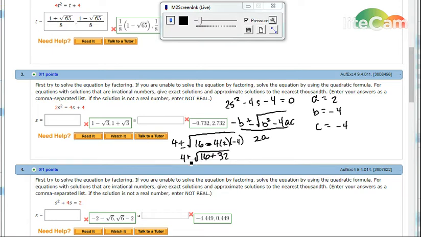Okay, and 16 plus 32 is 48. And on the bottom we're going to have 2 times 2, which is 4. So rewriting this, we get 4 plus or minus the square root of 48 over 4. Now let's deal with this square root of 48.